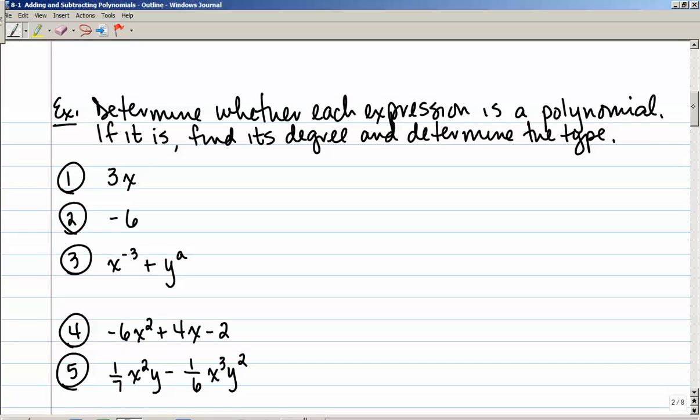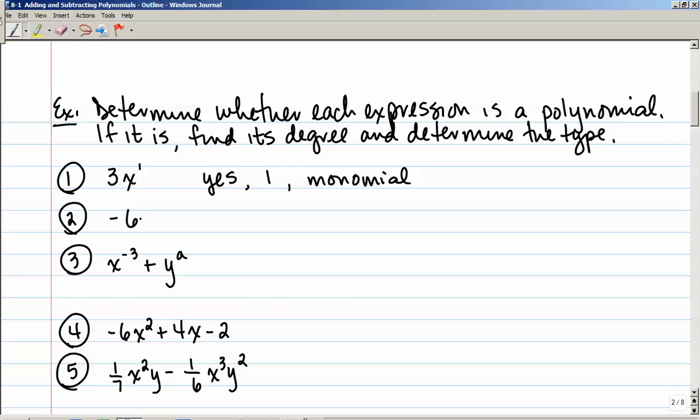Let's take a look at a couple examples here. Determine whether each expression is a polynomial. If it is, find its degree and determine the type. So the first one is 3x. Well, this is a monomial, and by definition, every monomial is also a polynomial. So yes, this is a polynomial. Its degree is 1, and that's because you can put a little 1 exponent on that x. And as I said before, this is a monomial. I think I spelled that wrong. Monomial. There we go.